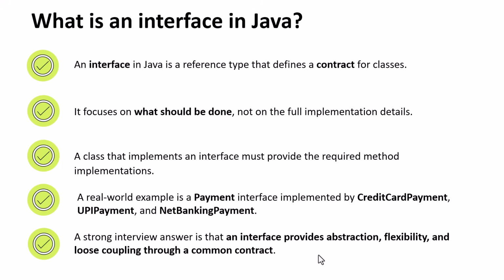So the best interview answer is this. An interface in Java is a contract that defines what methods a class must provide, and it is widely used to achieve abstraction, flexibility, and loose coupling in object-oriented design.